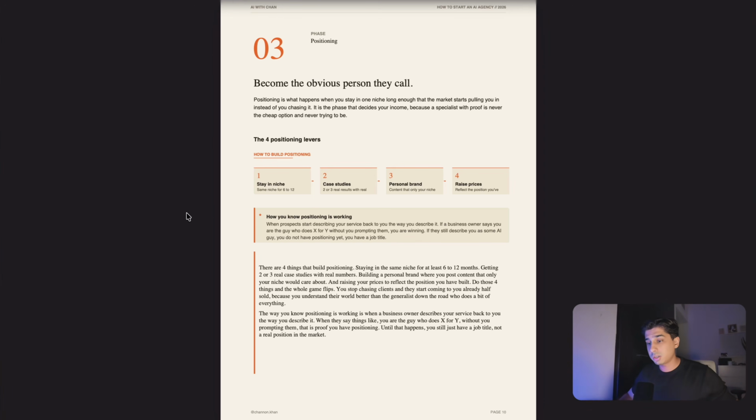Now, the 4 positioning levers here: number 1 is you stay in a niche for at least 6 to 12 months, all right? 2 is case studies, 2 or 3 real case studies within that market. 3 is personal brands, so content that only caters to that specific niche. And 4 is raise prices, which reflects the position that you've built over the past 6-7 months.